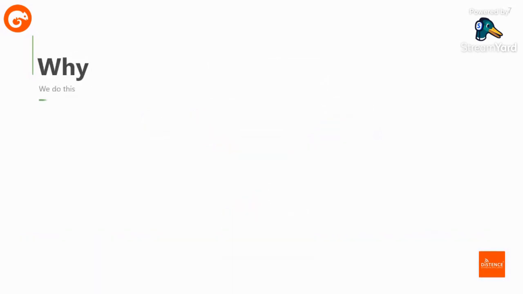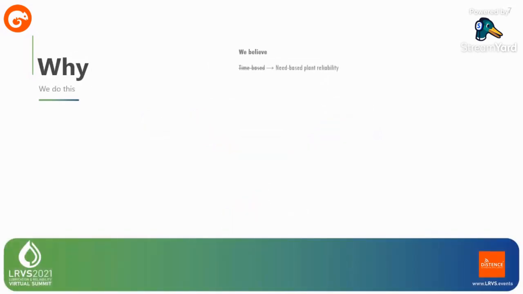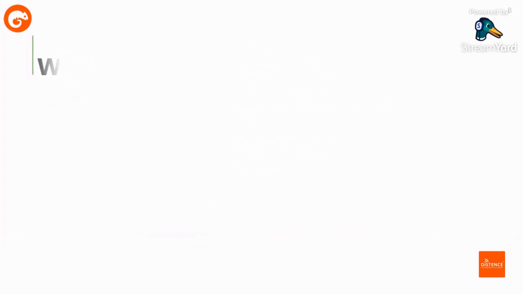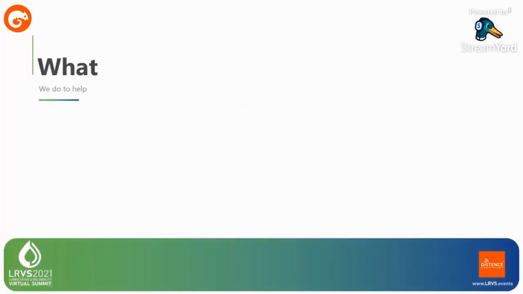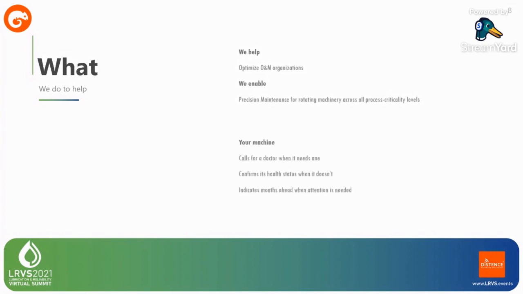We believe plant reliability must be delivered need-based rather than time-based, and we help change complex and stressful jobs into simple, planned, and organized ones. We aim to eliminate time and resource waste, help turn environmental impact into sustainability, and replace specialist scarcity with availability. We help our clients optimize their operation and maintenance organization and enable precision maintenance for rotating machinery on all criticality levels across the plant.